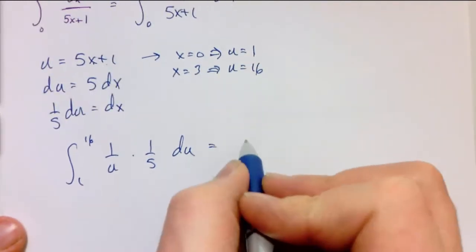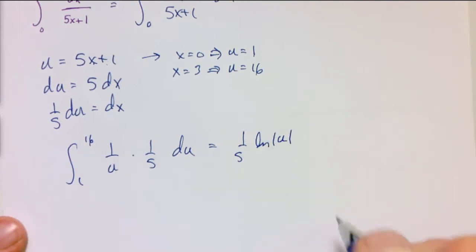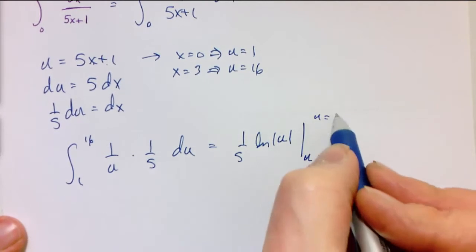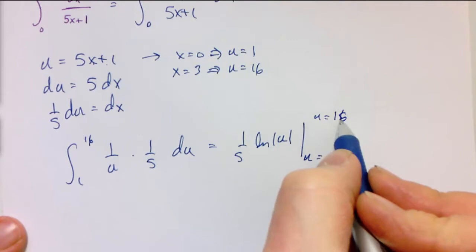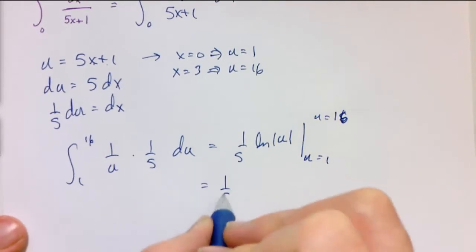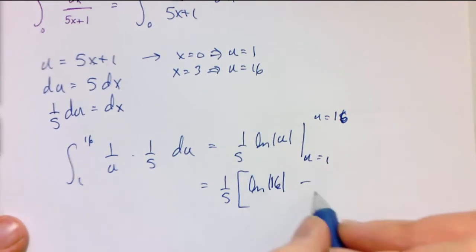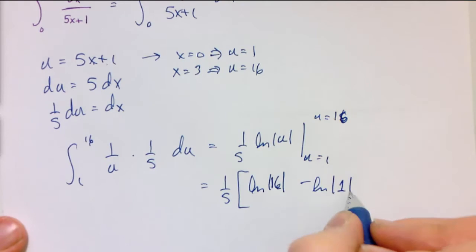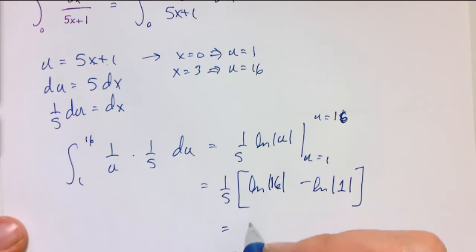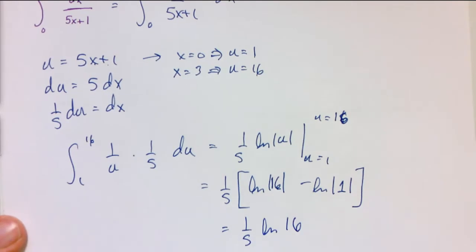So now I get 1/5 times the natural log of the absolute value of u, just some antiderivative. I don't care about the plus c. Evaluated from u equals 1 to u equals 16. And so I get 1/5 times the natural log of the absolute value of 16 minus the natural log of the absolute value of 1. Natural log of 1 is 0. I don't need the absolute value here since 16 is already positive, and I get 1/5 times the natural log of 16. Easy peasy.